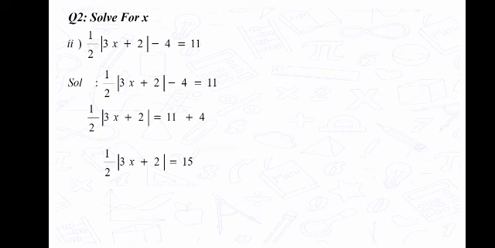2 is dividing here, so when it moves to the other side, it will be multiplied. So the equation will become absolute of 3x plus 2 equals to 15 multiplied by 2, and that will give you the result absolute of 3x plus 2 equals to 30. Now when you remove the absolute value, it will give you two equations. One is positive and the other one is negative.